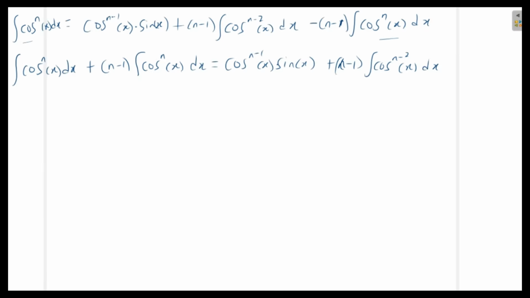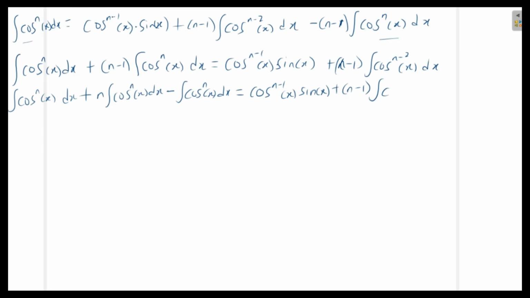So here I'm going to expand this bracket that we have here, the n minus 1 multiplying this. So I'm going to have the integral of cos to the power n of x dx plus, here n multiplies this integral. So we have n integral of cos to the power n of x dx, and the negative one also multiplies this integral, which will give us minus integral of cos to the power n of x dx, and this is equal to the right hand side, cos to the power n minus 1 of x sine x plus n minus 1, the integral of cos n minus 2 of x dx.